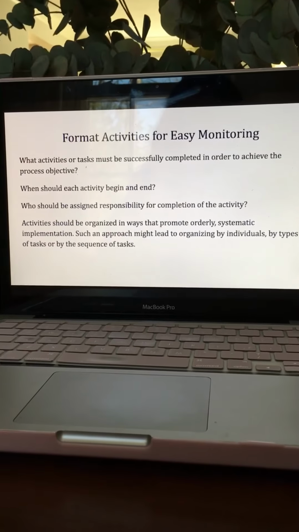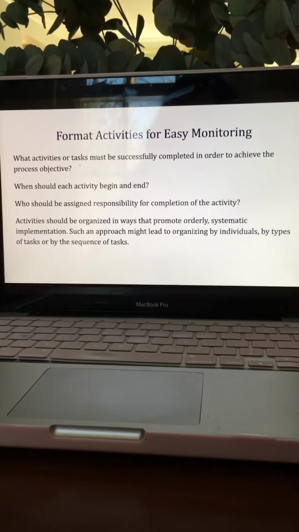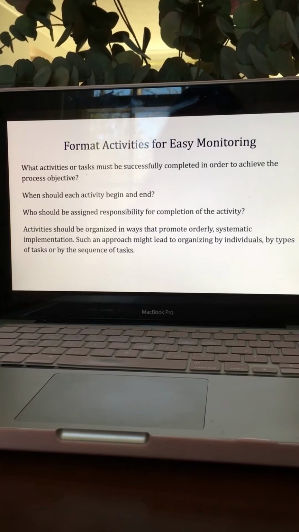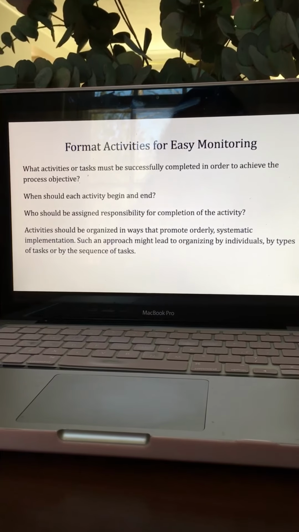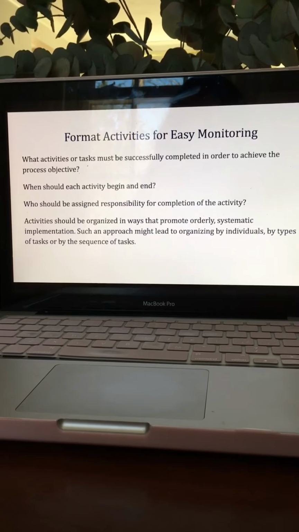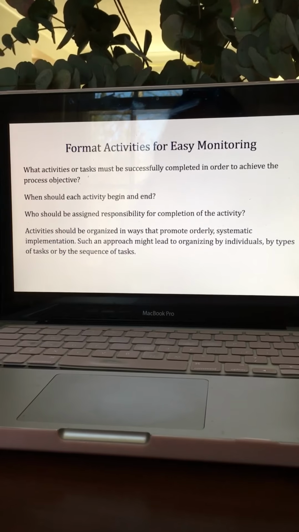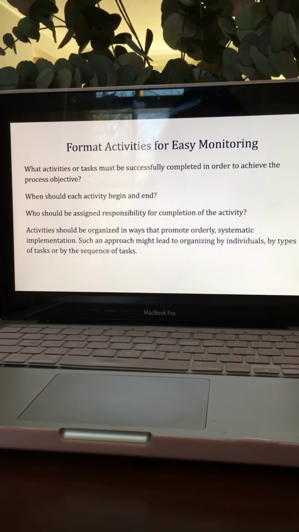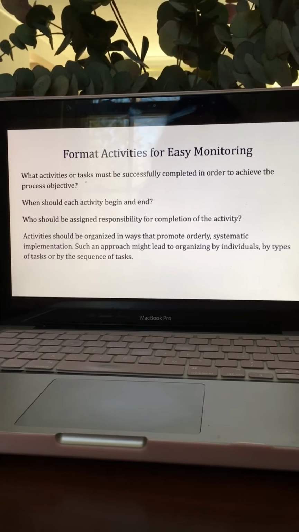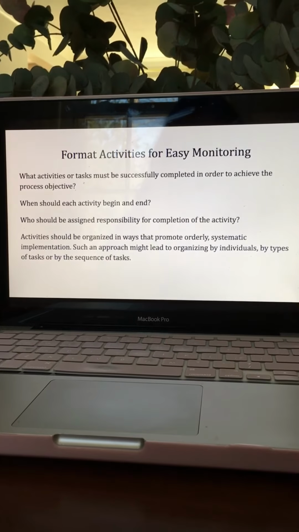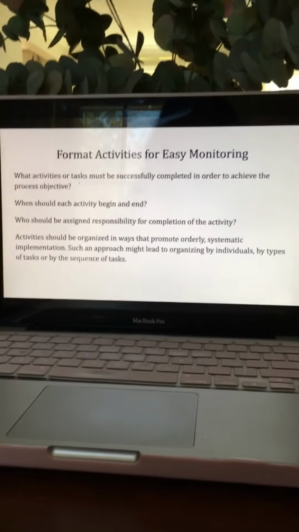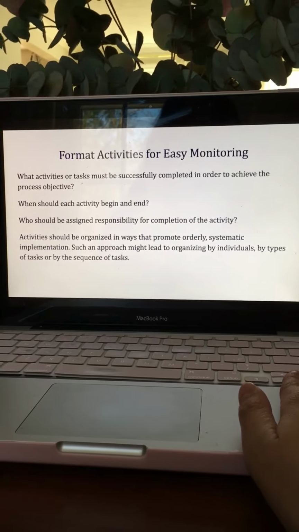So, format activities for easy monitoring. So the questions raised here are: what activities or tasks must be successfully completed in order to achieve the process objective? When should each activity begin and end? Who should be assigned responsibility for completion of the activity? And activities should be organized in ways that promote orderly, systematic implementation, such as an approach might lead to organizing by individuals, by types of tasks, or by certain sequences of activities or tasks that are monitored and distributed.